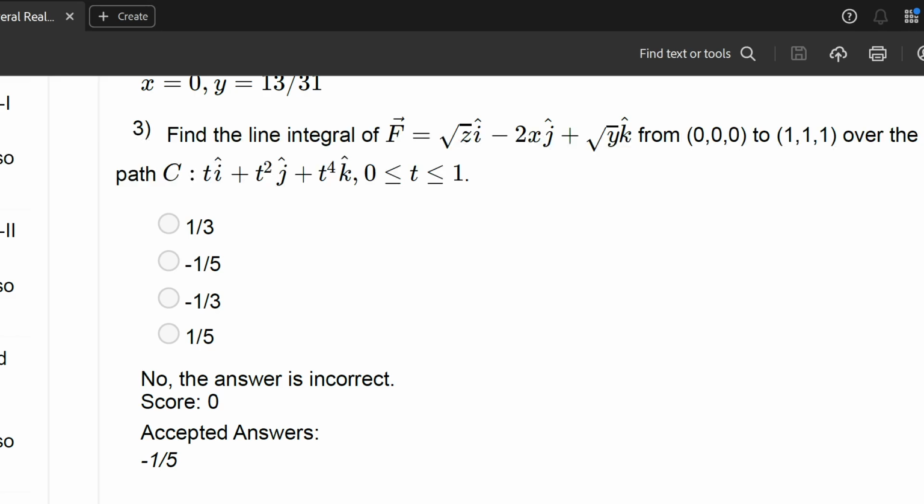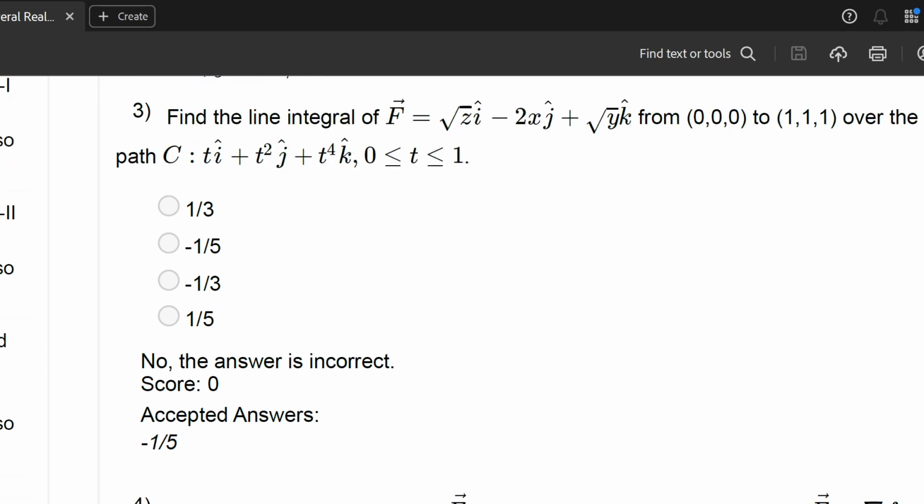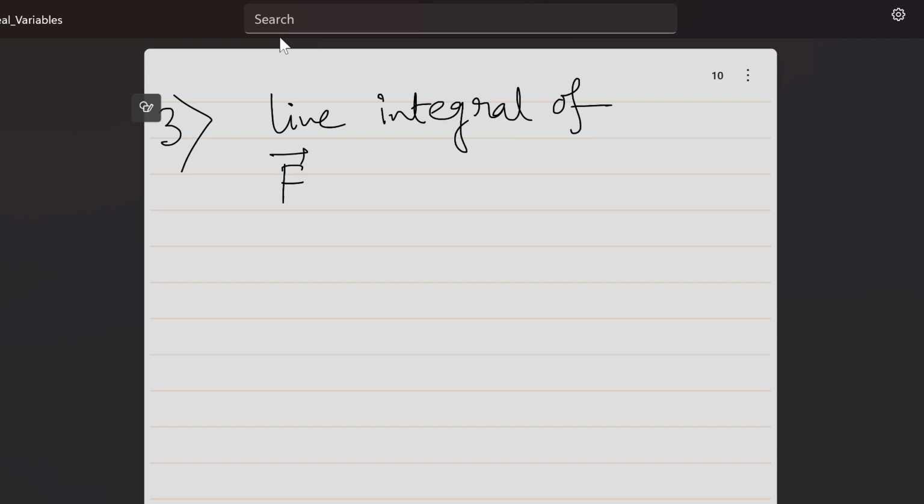So the next question is you have to find some line integral from 0, 0, 0 to 1, 1, 1 over some path. So it is an easy question because if you know the line integral formula, then everything is fine. So I will write for you. Question number 3 of previous year assignment, that is line integral of f. What is the f vector? It is root z i minus 2xj plus root yk.